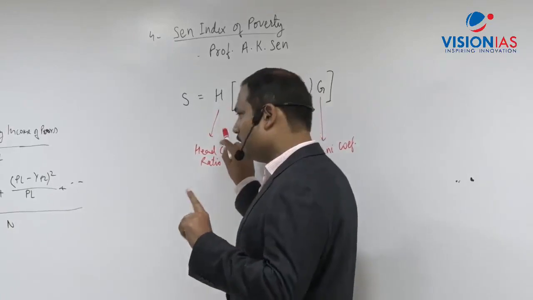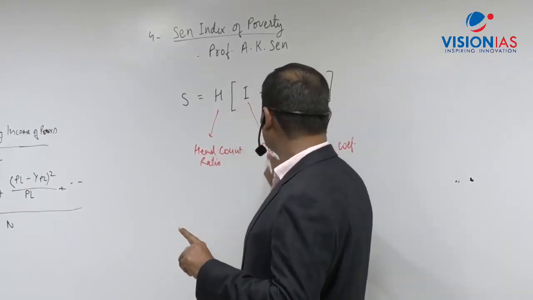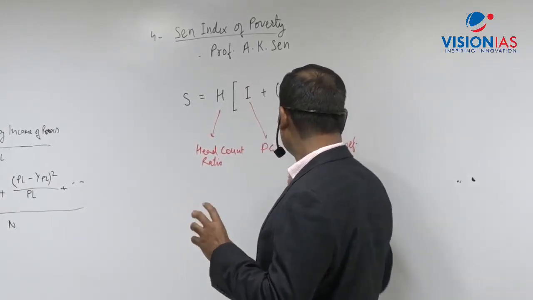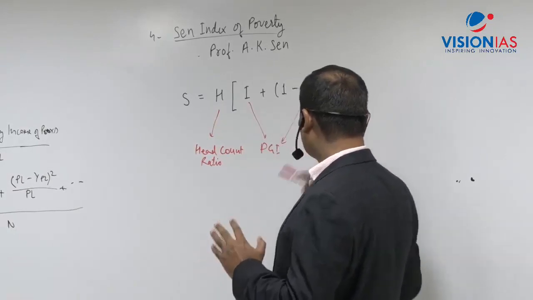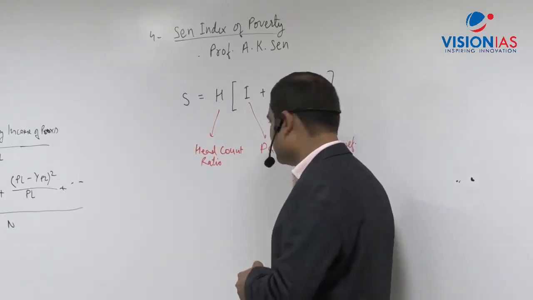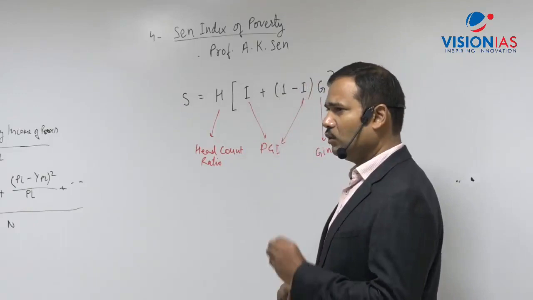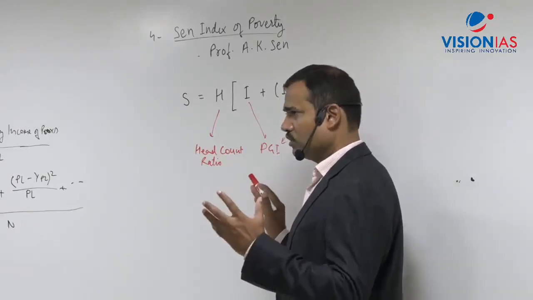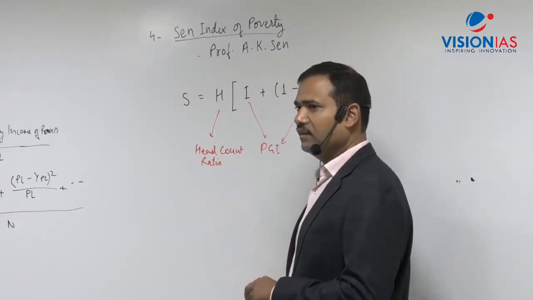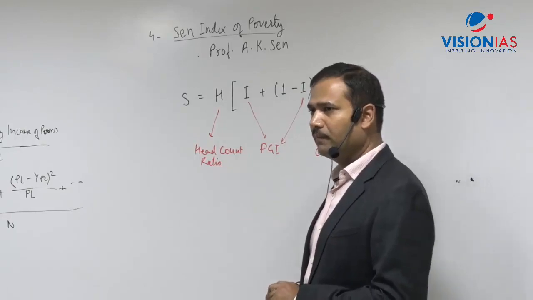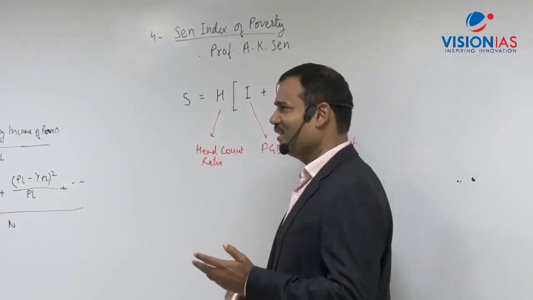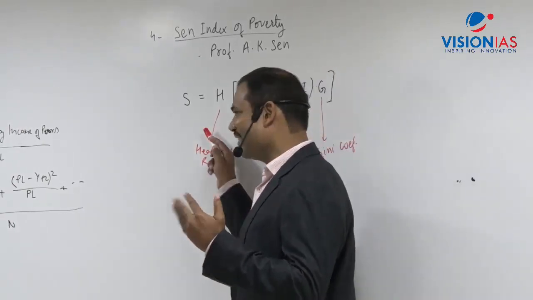Here head count ratio is there, poverty gap index is there, and 1 minus I into G. So this G means inequality, the Gini coefficient which measures inequalities. Now, can you tell me what this S is? What does it show? Any idea? Same index, obviously.